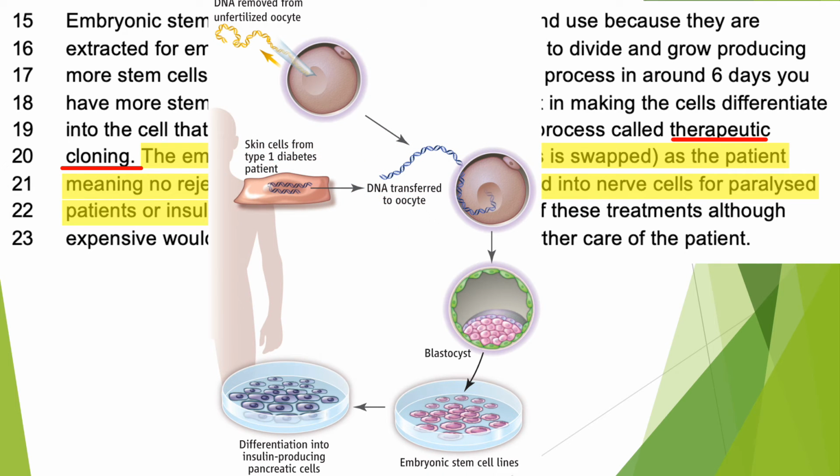So this is just a visual of the process that I just talked about of therapeutic cloning. All right? So at the very top, you have the original stem cell. And the DNA is removed. And then what we do is we insert skin cells from a type 1 diabetic patient. So then the DNA is transferred into the stem cell and it starts to replicate. All right, so then you have the blastocyst. Then you take out the embryonic stem cells and then you can differentiate them into insulin-producing pancreatic cells that will then cure the diabetic patient.